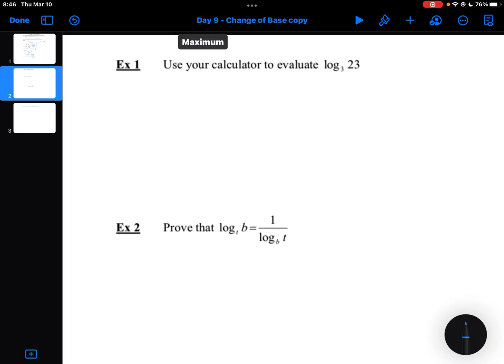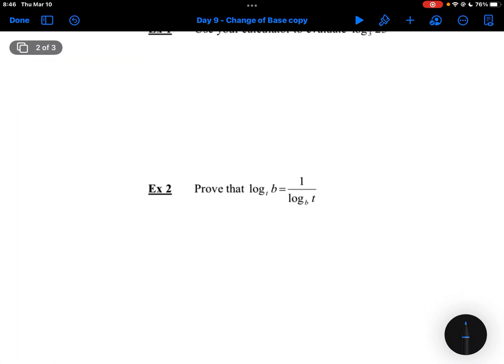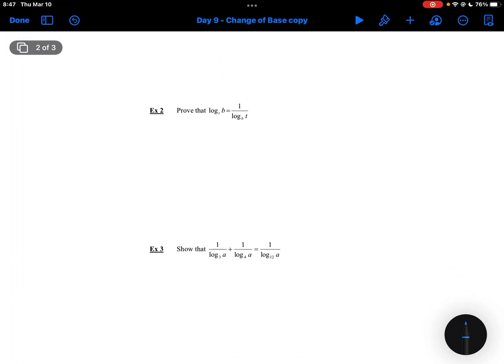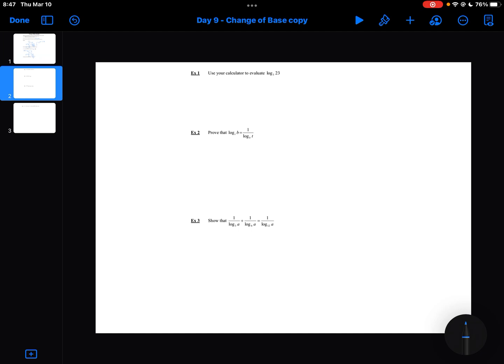The first one is we're going to use our calculators to evaluate log base 3 of 23. So I'm going to use my change of base formula to change, really I'm changing log base 3 into log base 10. I know that it's the log of my argument over the log of my base, which is approximately 2.86, because I can evaluate that using my calculator.